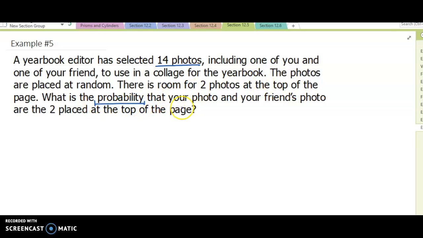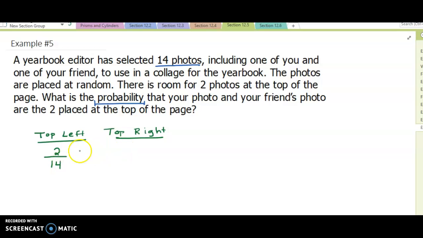Okay, not how many different ways can we do it. Okay, so we can do this without any formulas, and this is the way I would probably do it. So let's just say top left and top right, although it doesn't really matter which one's left. Okay, so if I'm looking at the top right, we want me and my friend to be, one be the left, one be the right, doesn't matter which one's which. So the top left, there's 2 photos they can choose from, mine and my friend's, out of the 14 possibilities.